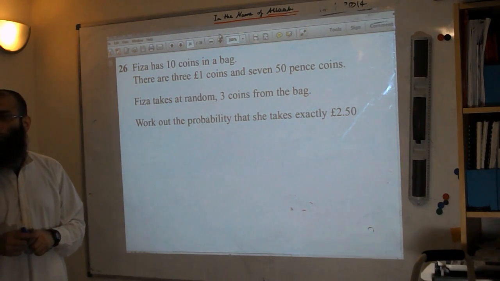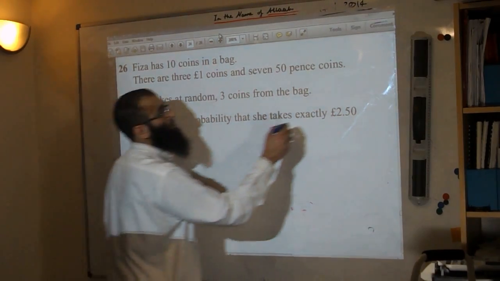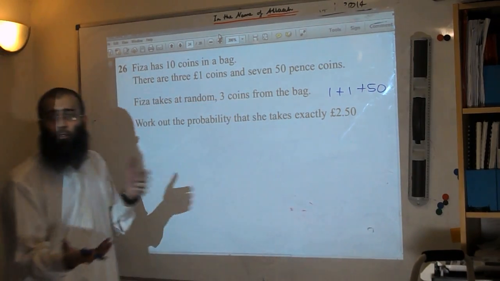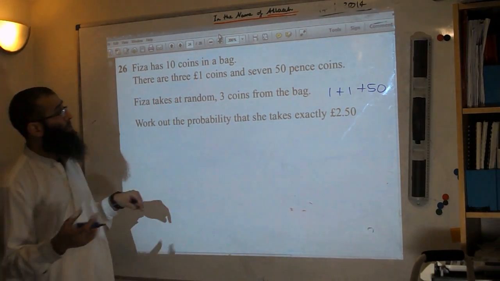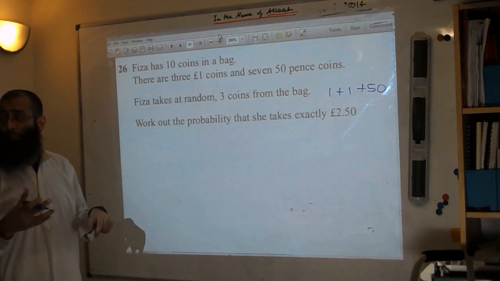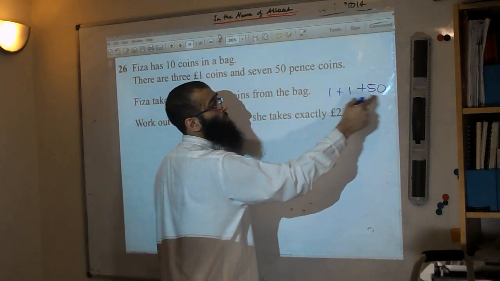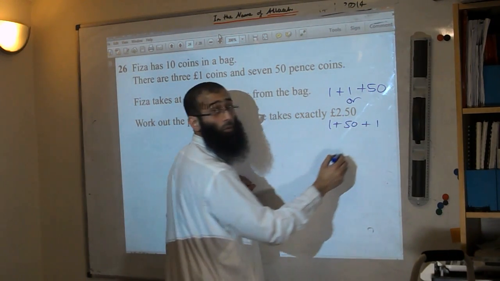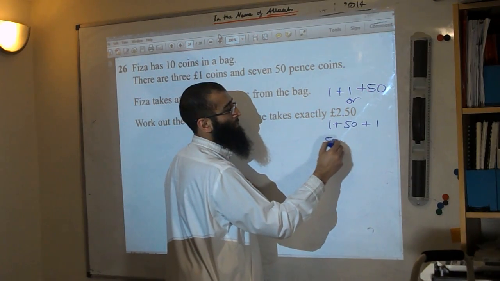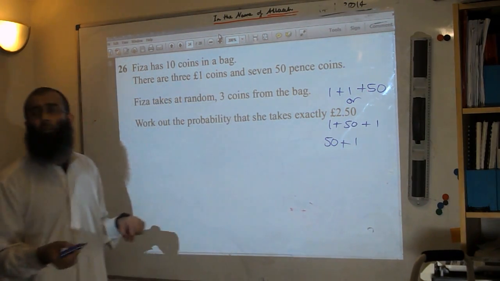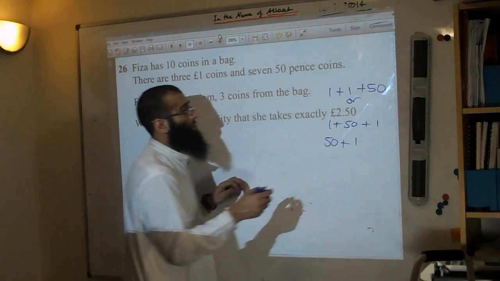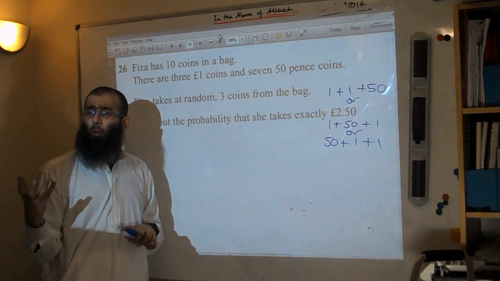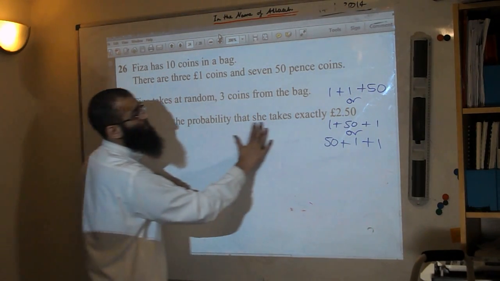How do we make £2.50 with £1 and 50p coins? £1, £1 and 50p. That's the only way you can make £2.50, isn't it? With 3 coins. Yeah. Okay, now let's think about the 3 different ways we can make £2.50. We can have £1, 50p, £1, or 50p, £1, £1. You can't have 50p, 50p because it won't make £2.50 with the 3 coins. So them are the 3 only ways we can make £2.50.